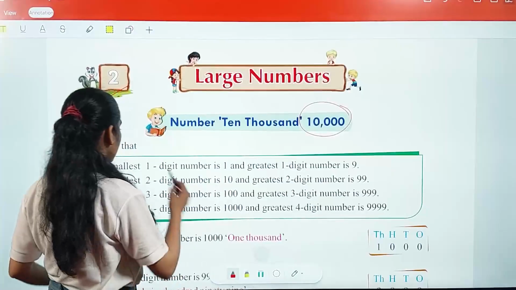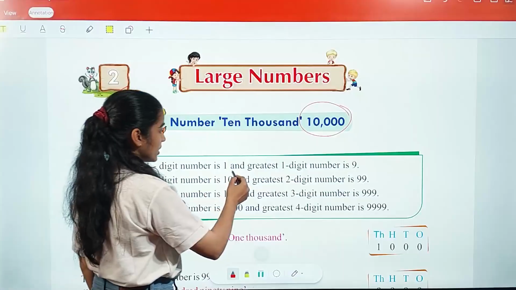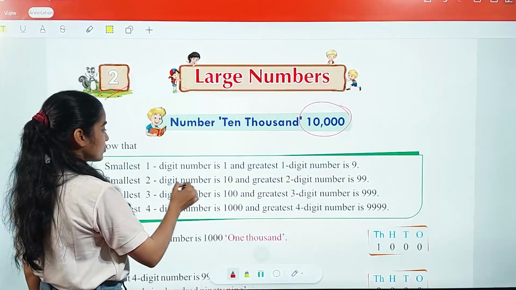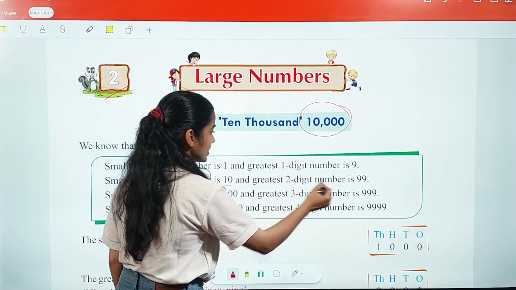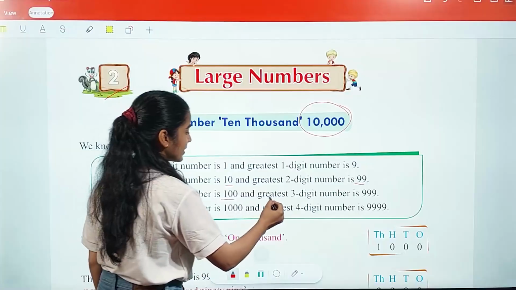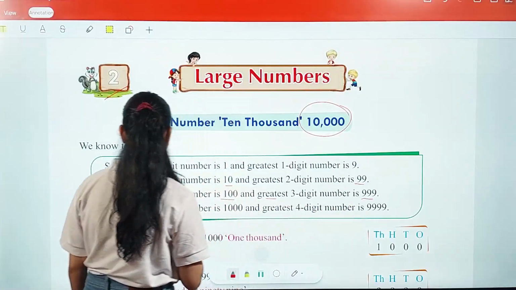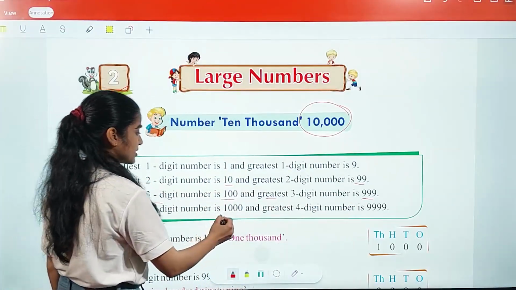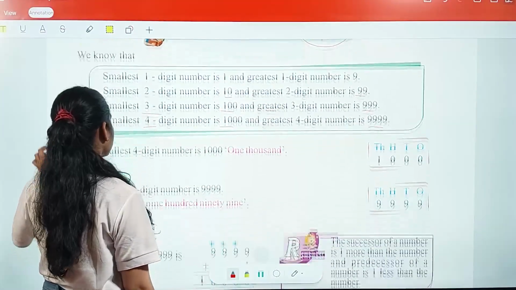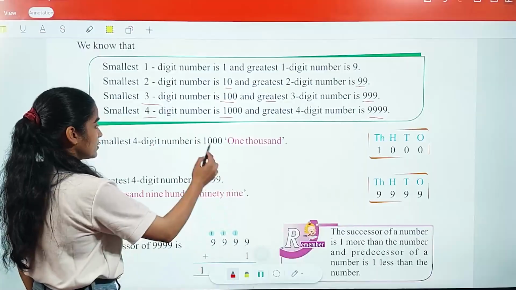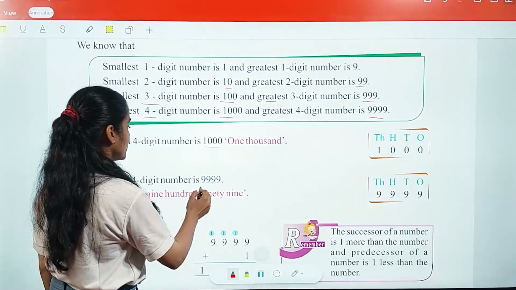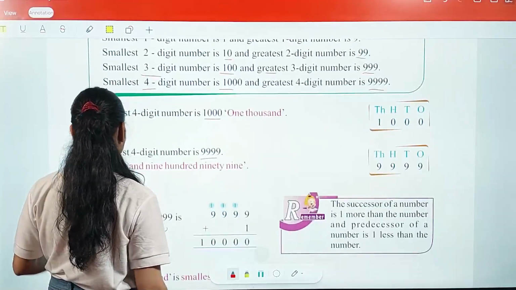We know that the smallest one-digit number is 1 and the greatest one-digit number is 9. The smallest two-digit number is 10 and the greatest is 99. The smallest three-digit number is 100 and the greatest is 999. And the smallest four-digit number is 1000 and the greatest is 9999.